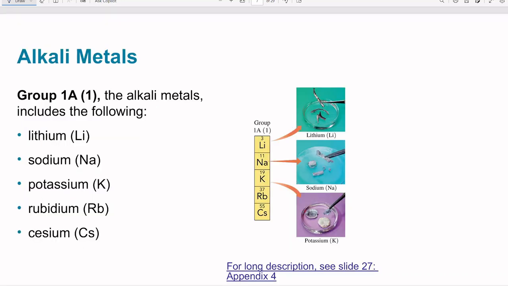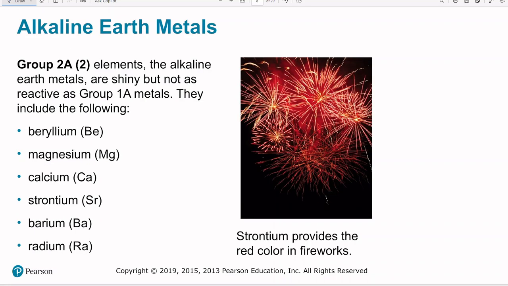The alkali metals shown in group 1A include lithium, sodium, potassium, rubidium, and cesium. We see that here. They have similar properties in that they lose one electron and form ionic species. We have the alkaline earth metals in group 2A. We have beryllium, magnesium, calcium, strontium, barium, and radium shown here. And these tend to lose 2 electrons and form ionic species.